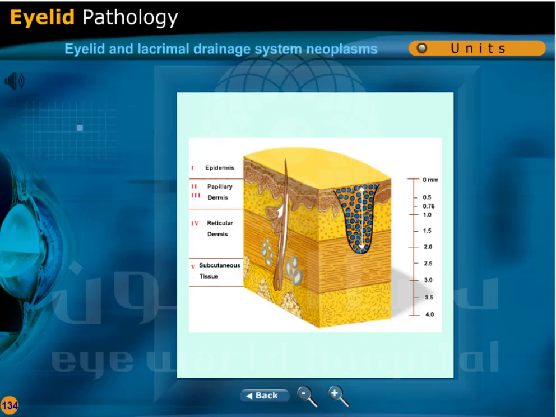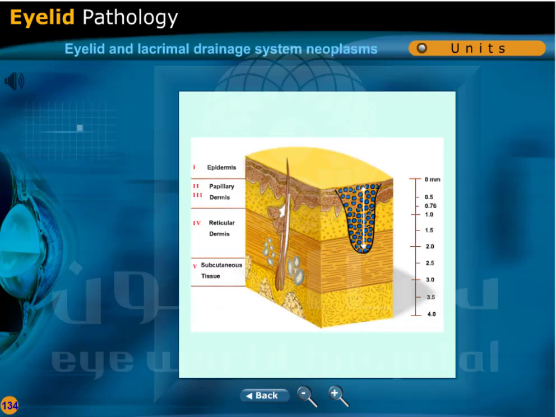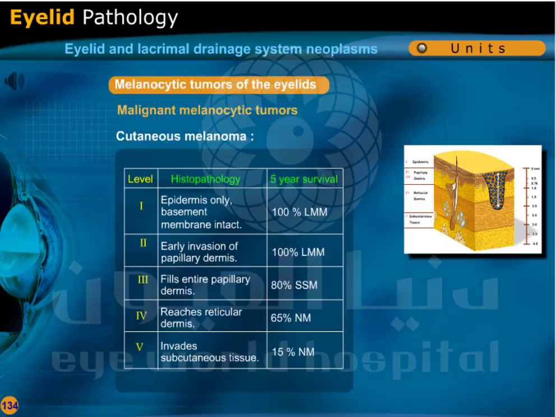Level 2. There is early invasion of papillary dermis, and the 5-year survival rate is 100% in lentigo maligna melanoma. Level 3. The tumor fills entire papillary dermis, and the 5-year survival rate is 80% in superficial spreading melanoma. Level 4. Reaches reticular dermis, and the 5-year survival rate is 65% in nodular melanoma. Level 5. Invades subcutaneous tissue with a 5-year survival rate of 15% in nodular melanoma.